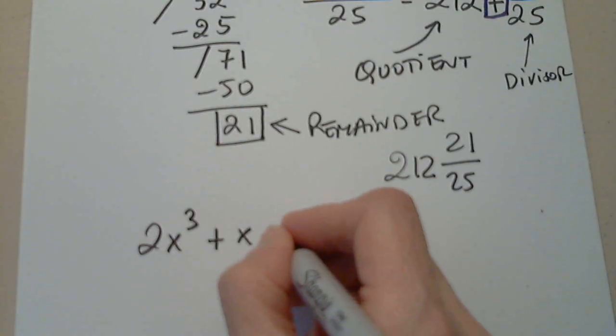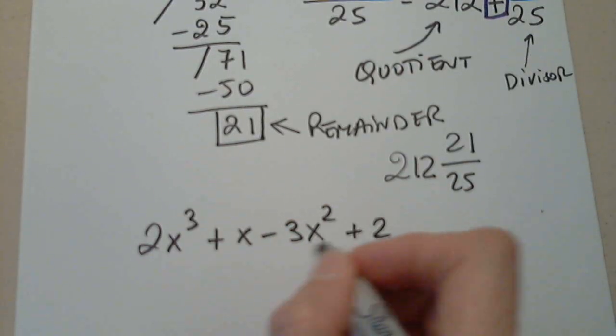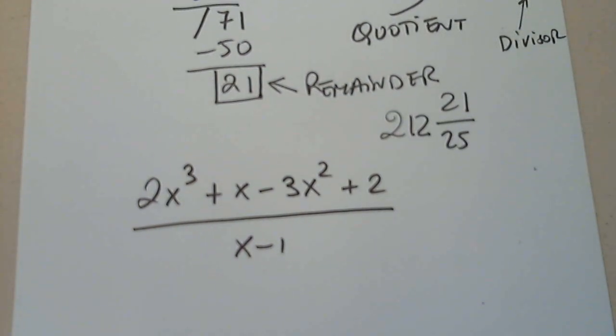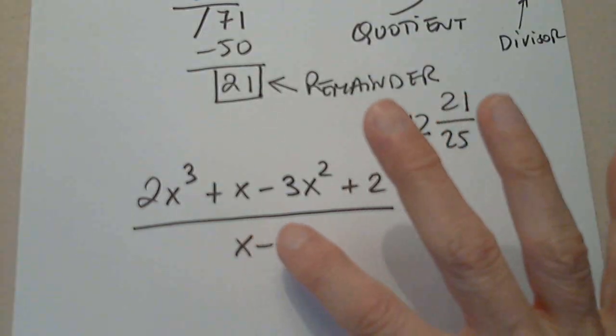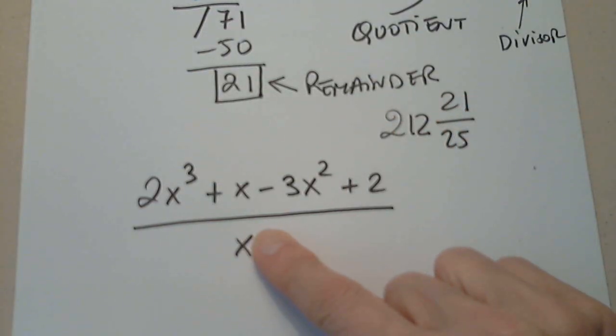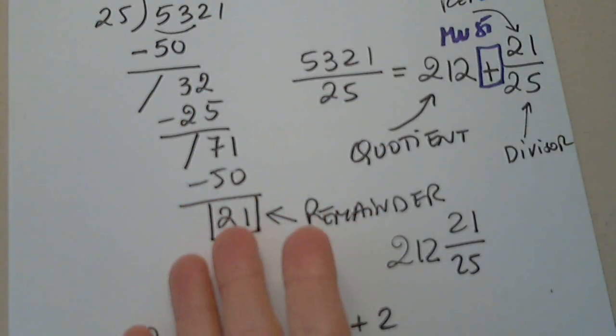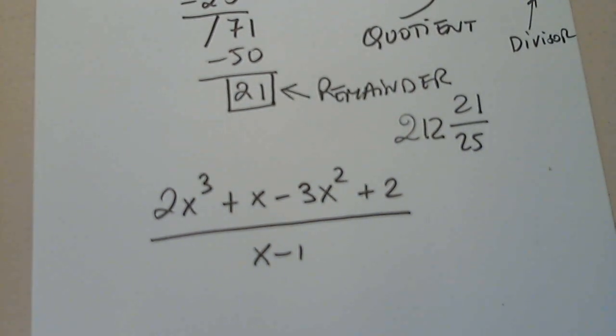2x to the third plus x minus 3x squared plus 2 divided by x minus 1. Notice one thing. If I had only one term, I would have split the fraction and simplified each fraction by itself. But this time it does not work. So I look at this division and I have to ask myself two questions before I start the algorithm. And here are the questions.